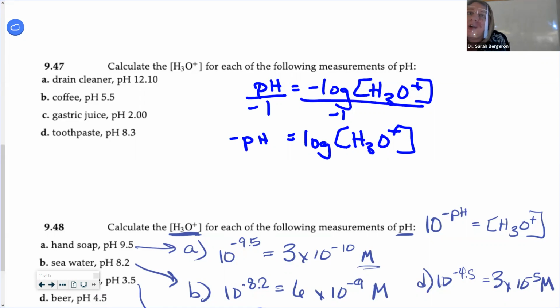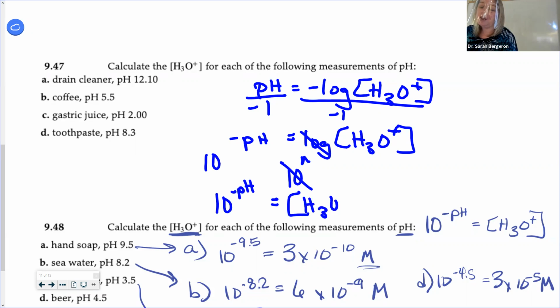How do I get rid of log? I do the inverse of the log. What is the inverse of the log? I showed you on the calculator, on the button above log, what is the inverse? 10 raised to whatever. So to get rid of log, I raise that side of the equation to 10 to the, and it cancels it out. But I got to do that same thing to the other side. So I get 10 to the negative pH is equal to the hydrogen ion concentration.